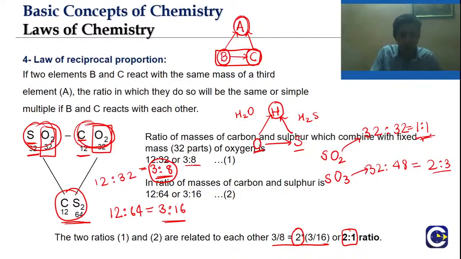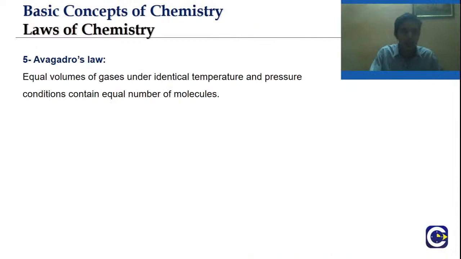So for 3 is to 8, if you multiply it with 1 is to 2 or 1 by 2, you will get 3 is to 16. So it is a simple multiple. That's what law of reciprocal proportion means. Clear? Next one, Avogadro's law.